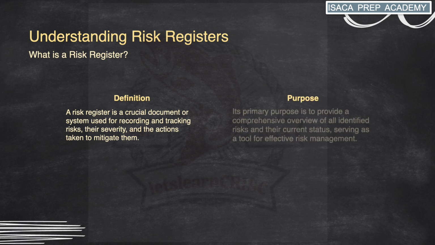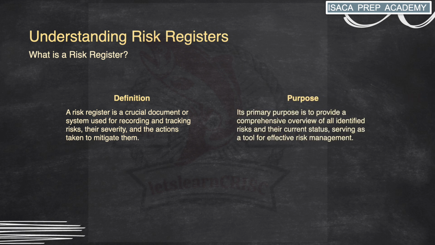Next, we'll discuss the purpose. Friends, the primary purpose of a risk register is to provide a comprehensive overview of all identified risks and their current status, serving as a tool for effective risk management. And by consolidating information about the various risks facing an organization, the risk register enables stakeholders to gain insight into potential threats, assess their potential impact, and prioritize mitigation efforts.